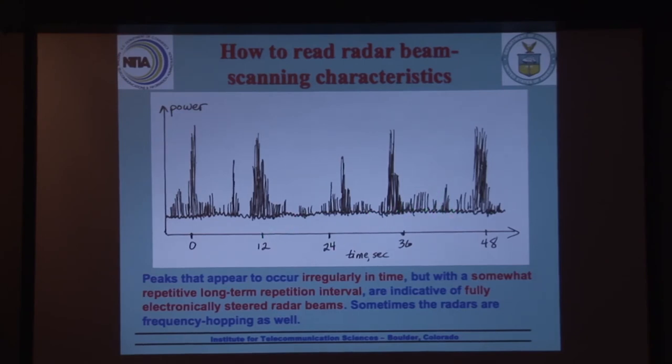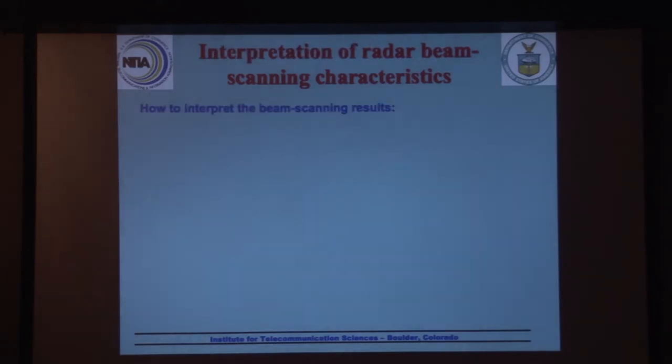Ah! Air search radar, fully electronically beam steered. They don't ever wait too long before they come back and look at you. And this one might be frequency hopping, because sometimes when it looks at us, it's tuned a little off frequency, and the amplitude response is down a little bit. Ah! Electronic beam steering, maybe frequency hopping. Fully three-dimensional air search radar, probably.